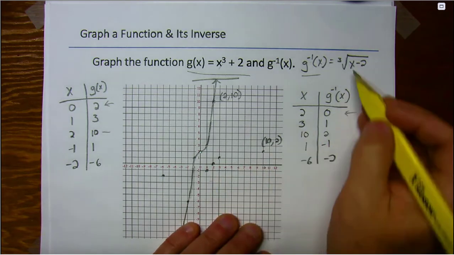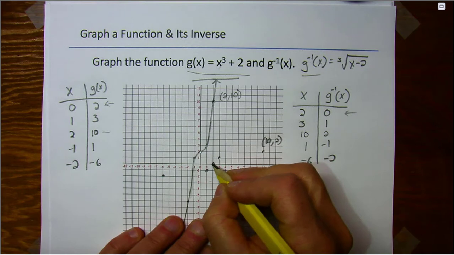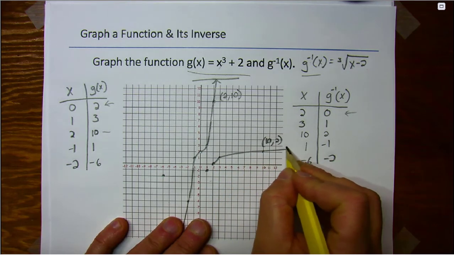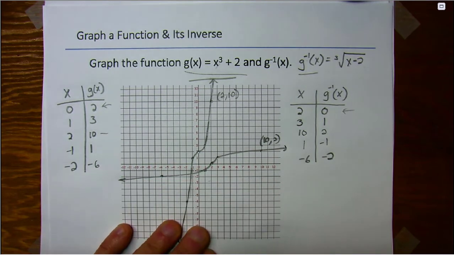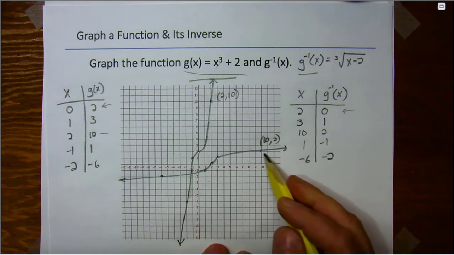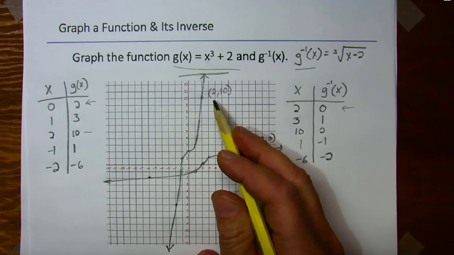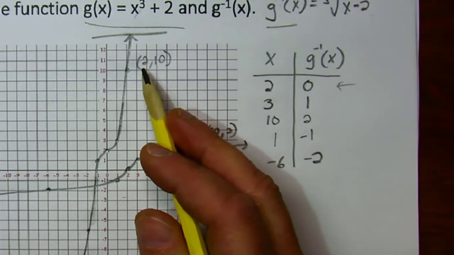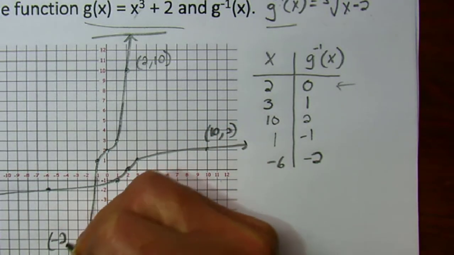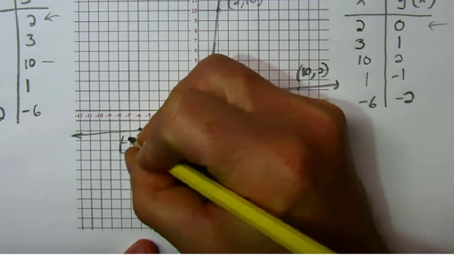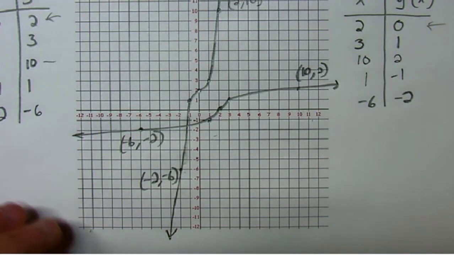Now what is that graph going to look like? That's our cube root function moved to the right 2 units by a transformation. And there it is. There's our inverse function. Now the thing I want you to notice here is this. Every point that's on our original function, the x and y value get reversed. (2, 10) becomes (10, 2). We had a point here, right there, that was (-2, -6). It became (-6, -2) on our inverse graph. So look what happened. These two are symmetric.